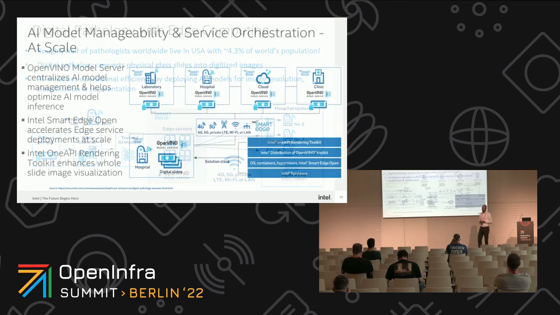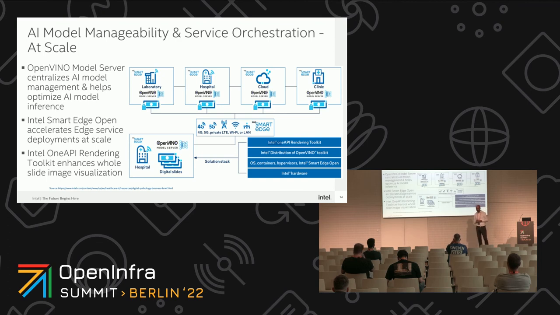So the other important aspect, now that we have the end-to-end architecture, is how you manage and do the service orchestration at scale. What we are looking at with Smart Edge Open is how you do the lifecycle management of those applications. And as I said at the beginning, you need to look at things like reliability, data privacy, and all these different elements.